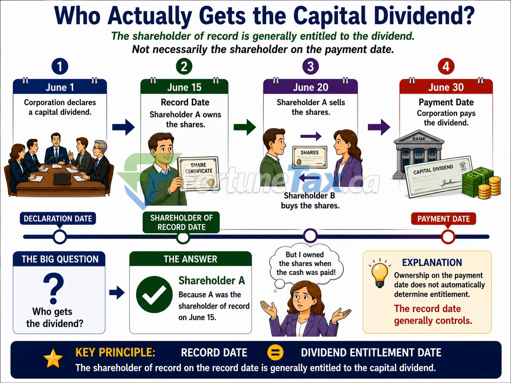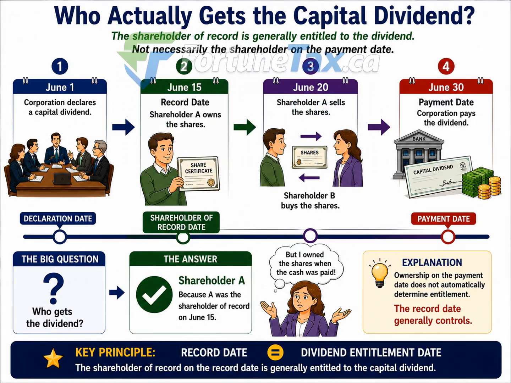Many people assume the answer is simple. They think the shareholder who owns the shares on the payment date receives the dividend. But in most cases, that's not how it works. Let's walk through the timeline shown on this slide. On June 1st, the corporation declares a capital dividend. At this point, the dividend has been created, but we still don't know who is entitled to receive it.